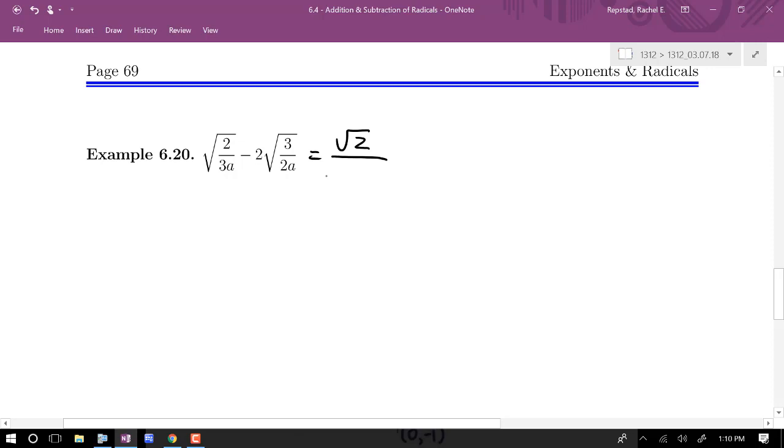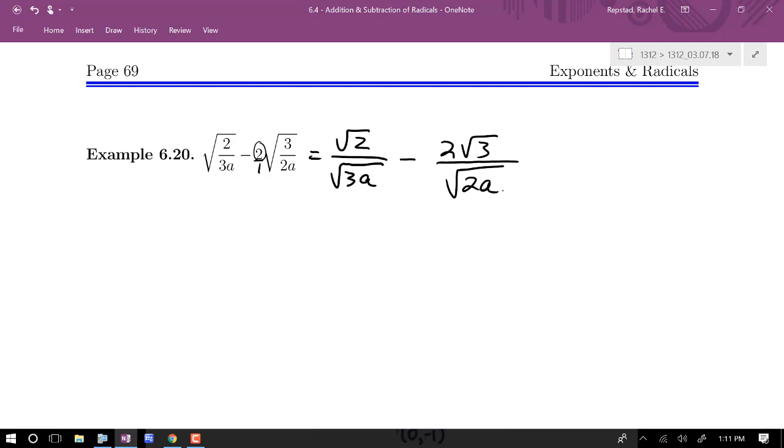So we got root 2 over root 3a minus, and for this other fraction, I'm going to put this factor of 2 on top, root 3 over root 2a. So now let's rationalize this. The first fraction needs a root 3a on the top and the bottom. The individual radicals, there's nothing more to simplify because we couldn't factor them any further. So we're ready to do this rationalizing step. And the second one, we need a root 2a on the top and the bottom.